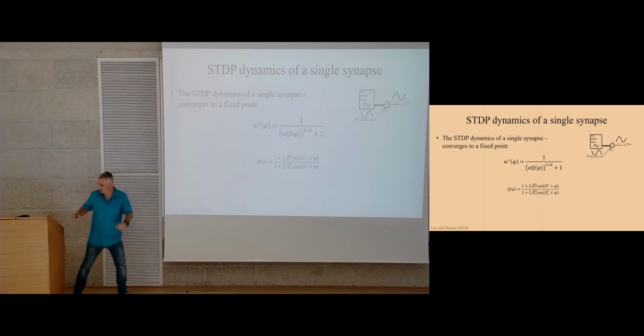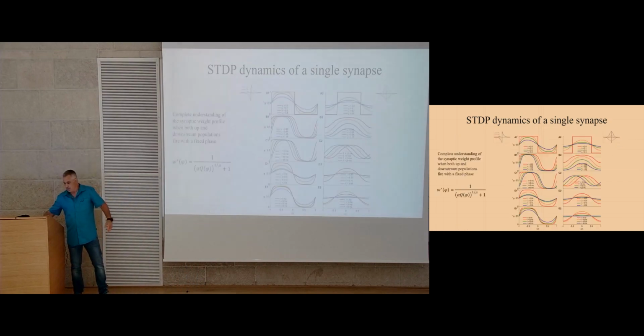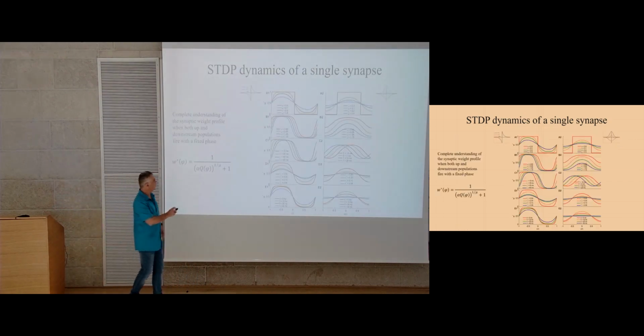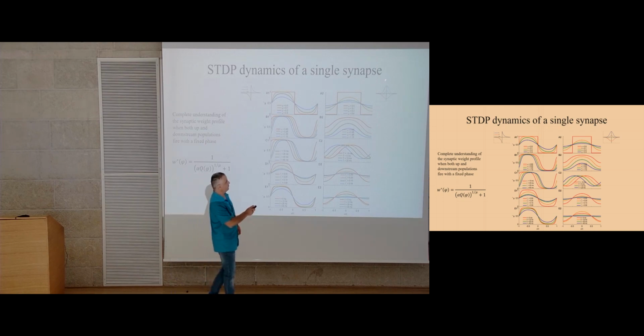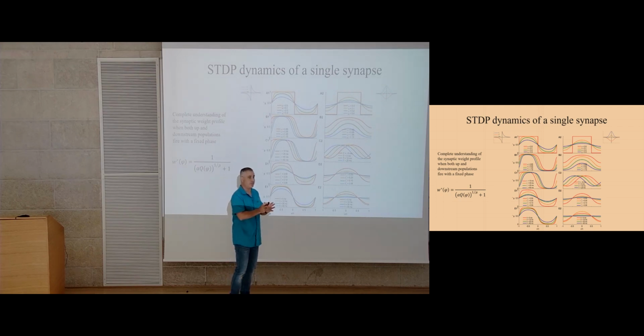So for example, if you consider temporally asymmetric Hebbian STDP, then essentially what you obtain is that the STDP will potentiate synapses that have negative phase, so they on average fire before the postsynaptic neuron, and depress the synapses with positive phase. If you have a symmetric rule, some sort of Mexican hat or difference-of-Gaussians rule, then the STDP will potentiate the synapses with small phase difference and depress the ones with larger phase difference.